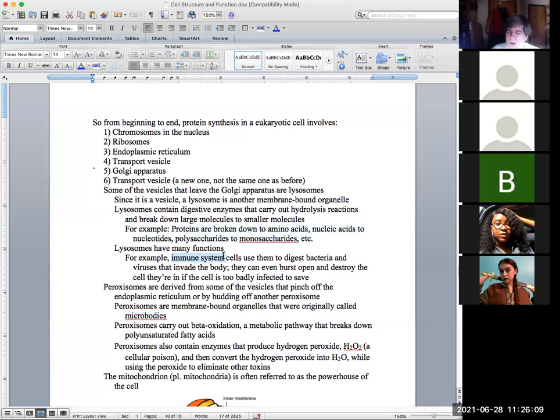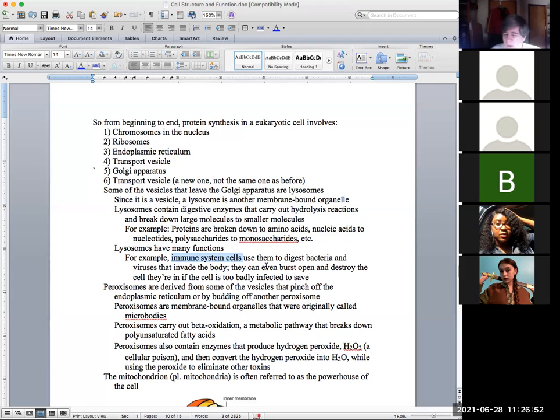So lysosomes are important in your immune system cells. There are cells in your immune system that basically eat bacteria and viruses. And then once they eat the bacteria or virus, they destroy it with all these lysosomes. So they break it down into small pieces. Because if you have a virus or a bacteria in you, and you take the proteins in that virus or bacteria and you break them down to amino acids, they don't work right anymore. So the bacteria or the virus can't really infect you.